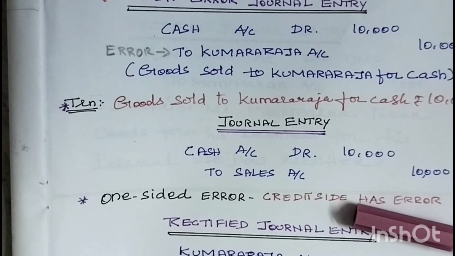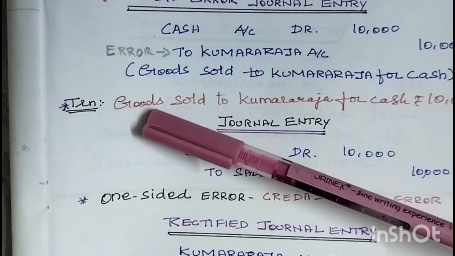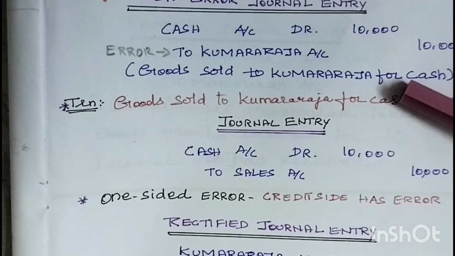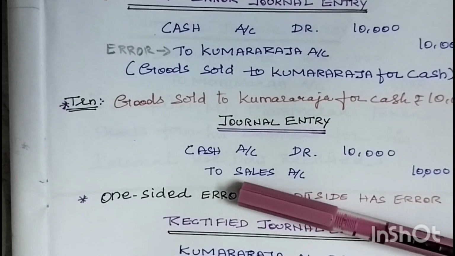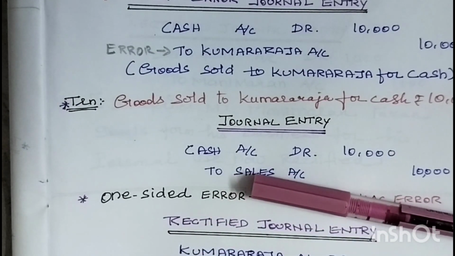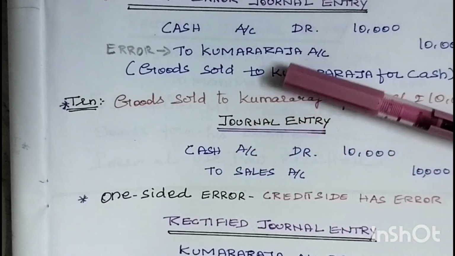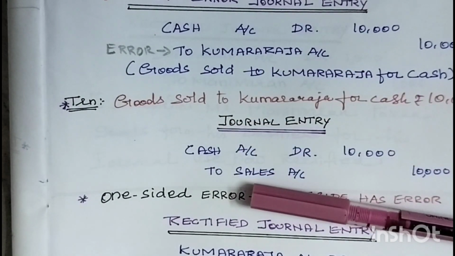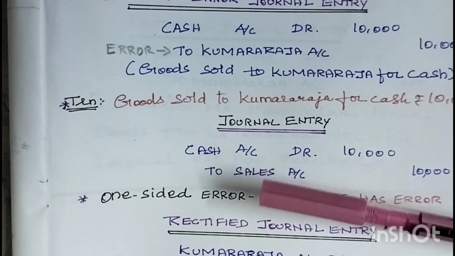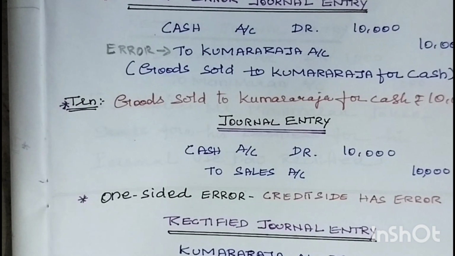Now we have found the error. How do we rectify it? What is the narration? Goods sold for cash to Kumara Raja. So cash account debtor to sales account. We have to take the sales account on the credit side. Which is the correct entry, Kumara Raja account or sales account? Sales account is the correct entry. So on the credit side we have to enter to sales account 10,000 rupees.